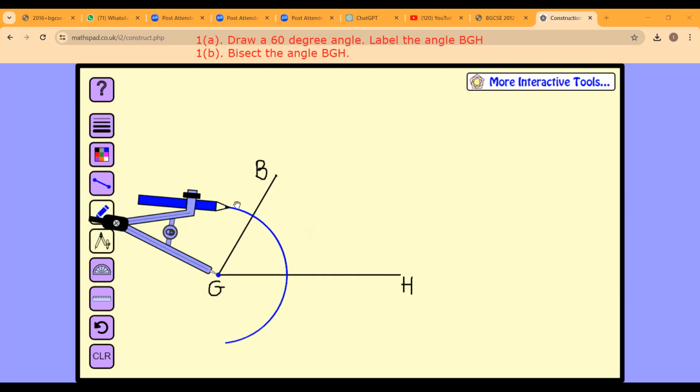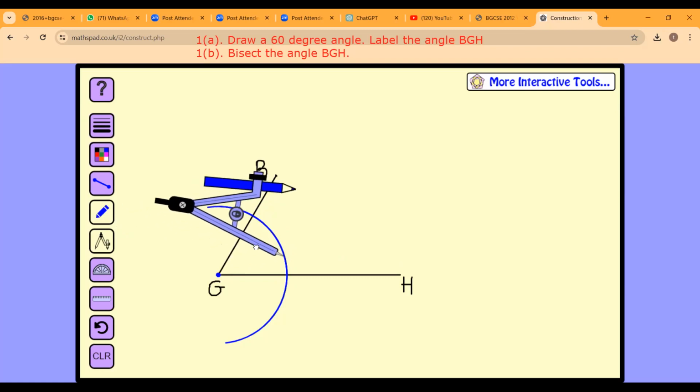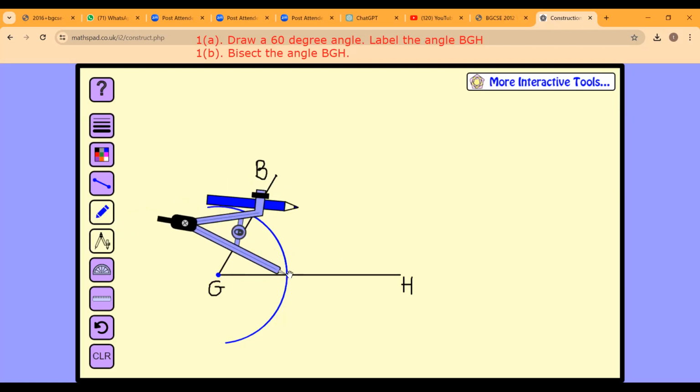So we take our compass and draw an arc, cutting the two rays, the line segment BG and the line segment GH. Good. So that's our first arc. Next, we're going to go right here to this particular point, and then draw an arc. I'm going to put this one in red. We're going to draw an arc like so.